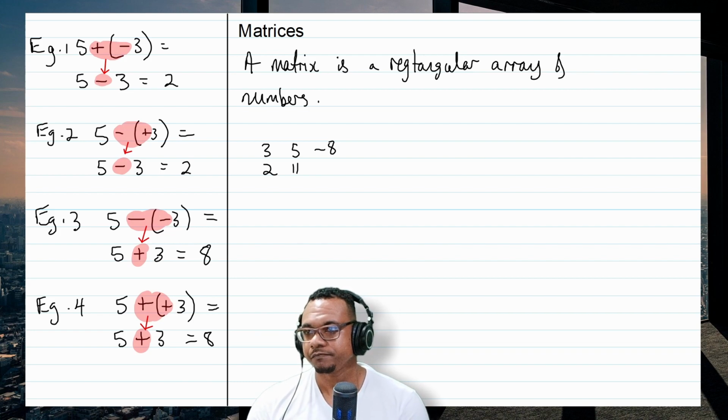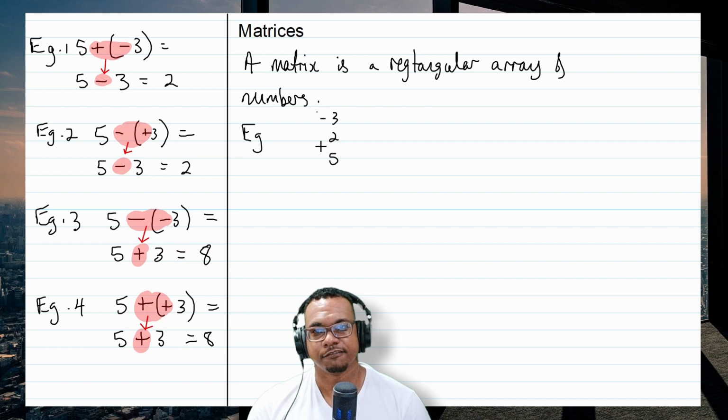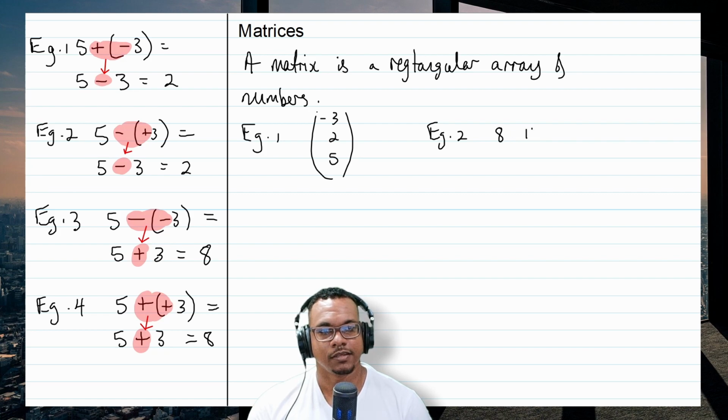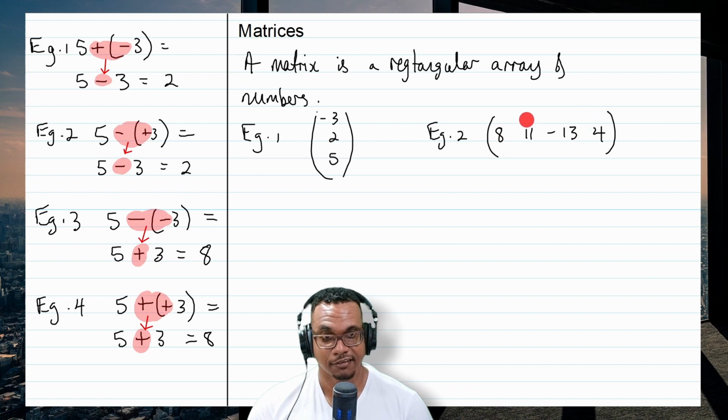Now, so I'm just going to put an example. -3, 2, 5. Example 2: 8, 11, -13, 4. See it within the brackets like that. Now that's rectangular, right? You can see the shape is a rectangle like this, the shape is a rectangle like that. So that's rectangular. Those are matrices.